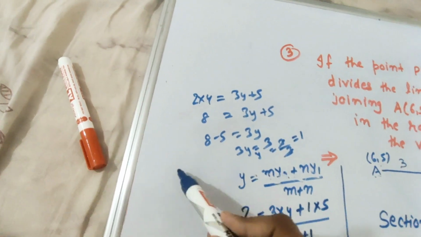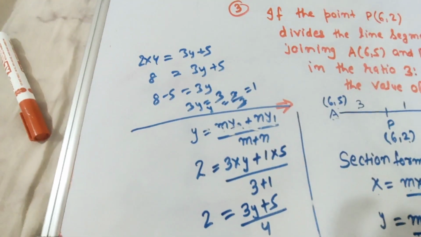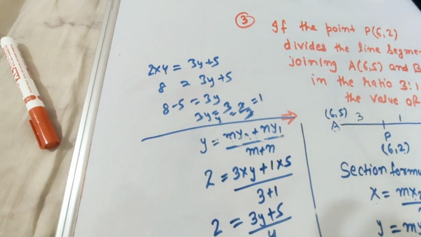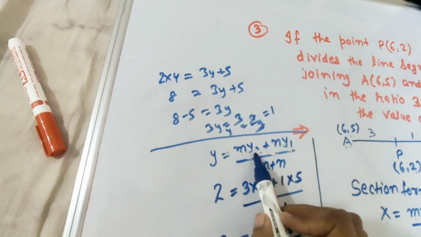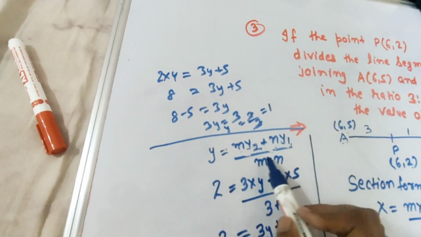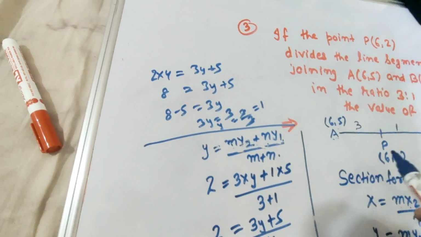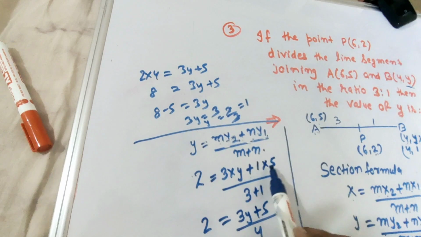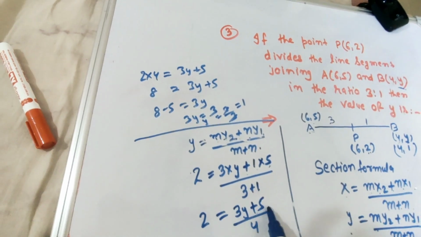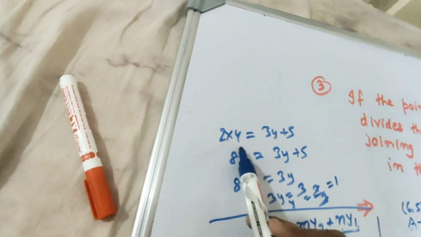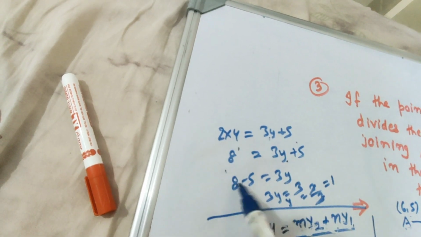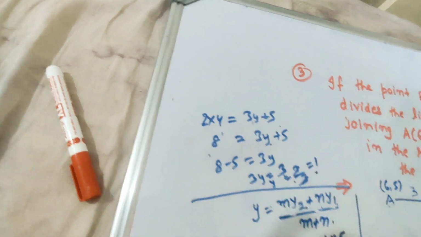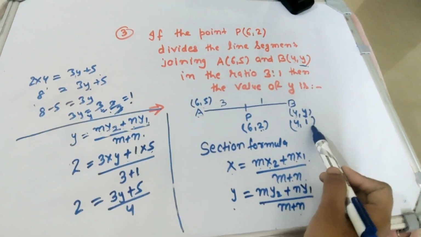Then how do we solve this question? First, the y coordinate, because I need only the y value, so I use the y formula. If you need the x coordinate, then you use only the x formula. Here (my2 plus ny1) by (m plus n). The y value of P is already given as 2. Then 2 equals (3 into y plus 1 into 5) by (3 plus 1), that is 4. So 2 equals (3y plus 5) by 4. Cross multiplication: 2 into 4 is 8, equals 3y plus 5. 3y equals 8 minus 5, so 3y equals 3 and y is 3 by 3. The y value is 1. The x coordinate is 4, already given, and I found the y value as 1.